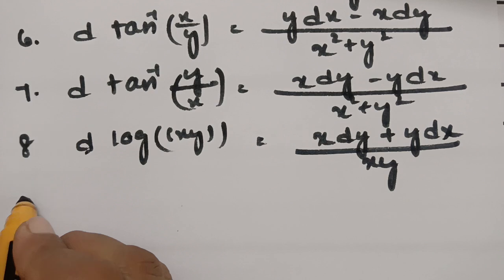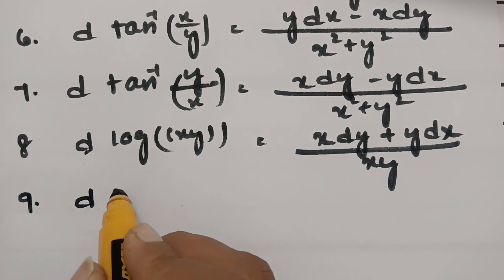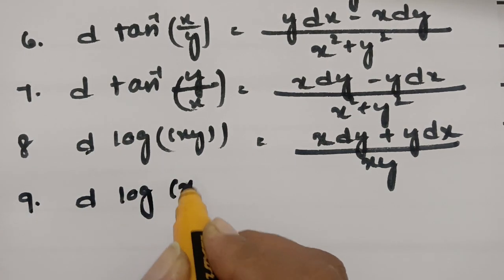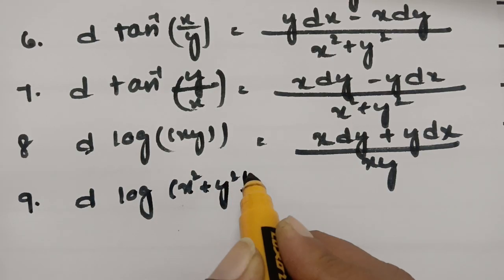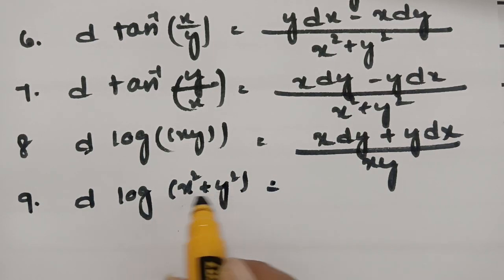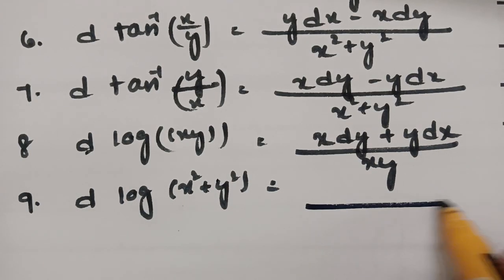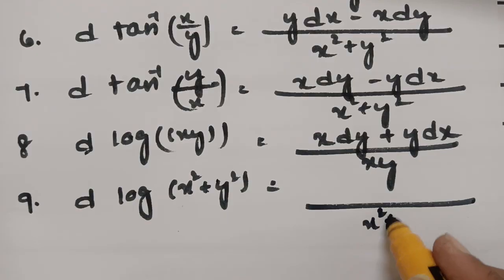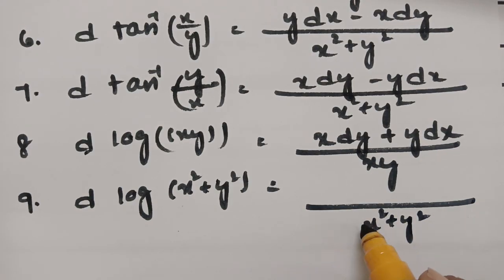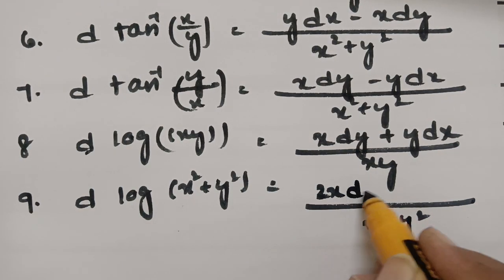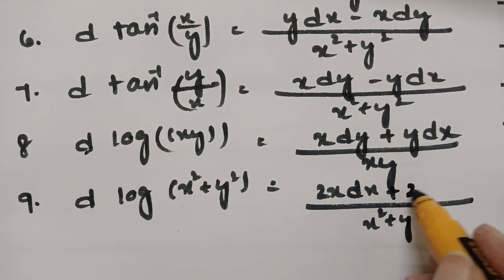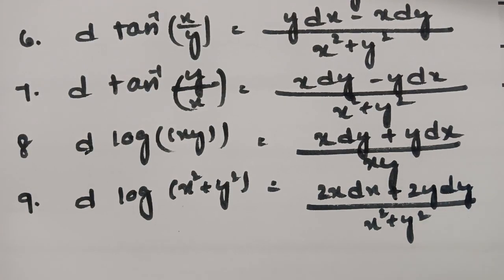And see here, the ninth question is the derivative of log of x square plus y square. Remember, there is no fraction here. So there is a logarithm, and the derivative of log x is usually 1 by x. That is 1 by x square plus y square. For x square, the derivative is 2x dx, and for y square, the derivative is 2y into dy.